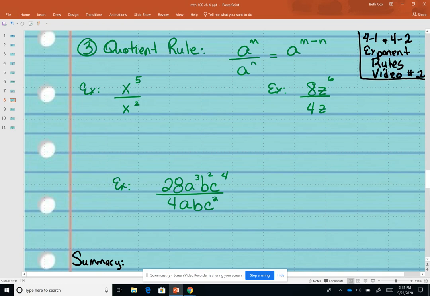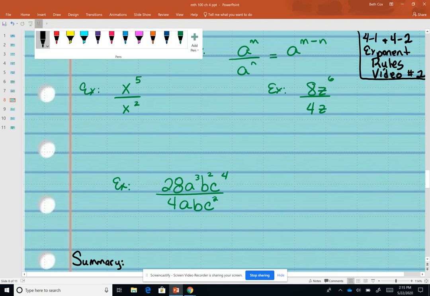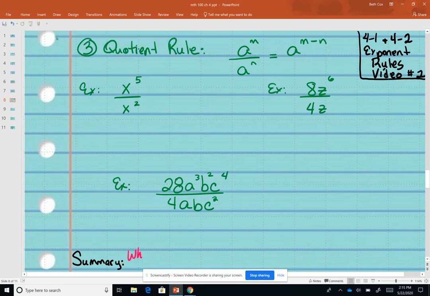We are in the series of videos for sections 4-1 and 4-2, which are the exponent rules. This is video number 2. We've already covered rule number 1 and rule number 2. So here we are going into the quotient rule, which is rule number 3. The quotient rule is when you are dividing powers. So when dividing powers, let's look at the situation.